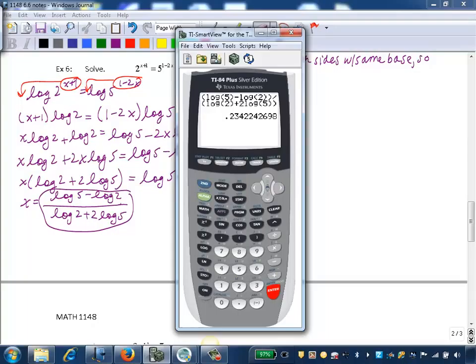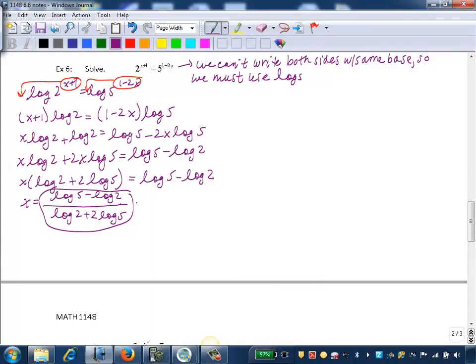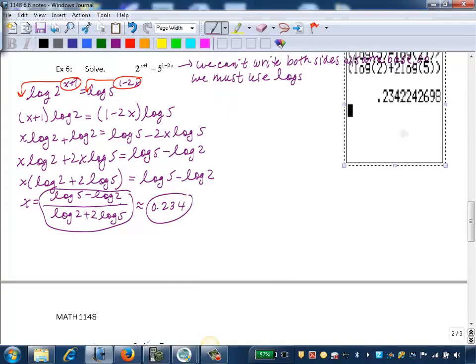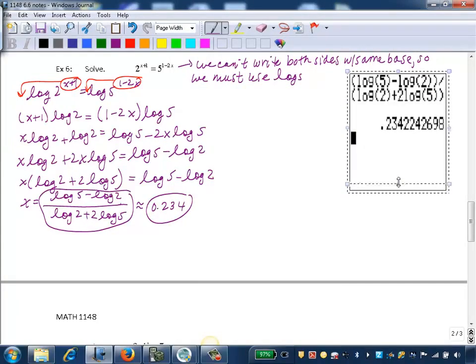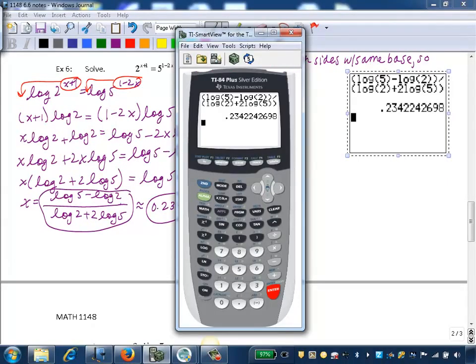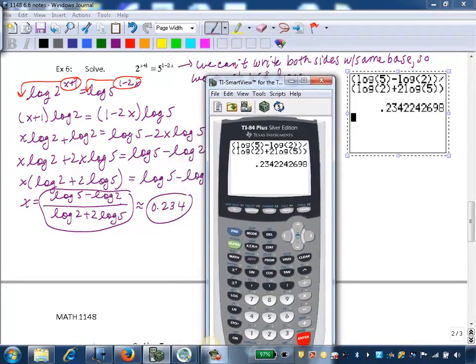So just pay attention to how many decimal places my math lab or the quiz or test would like you to round. So then we've got approximately 0.234. And I will drag this screenshot into our notes here to remind us how to enter that. Now, if we wanted to check this answer graphically on our graphing calculator, remember we can graph our left and our right side of our equal sign here and see where those two graphs intersect. So we've got two exponential functions here, and we're going to see where they intersect.